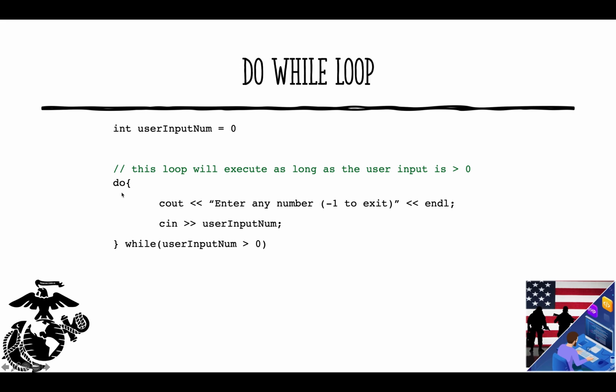So let's say that the very first input the user does is a -1. It'll come in, it'll do the do, and then it'll enter any number, user inputs -1, and then it checks that -1 is greater than 0. That is false, so it does not execute this do while loop a second time. It only executes on the first iteration, and then the condition is not met, so it breaks out of the loop and does the next following segment of code.